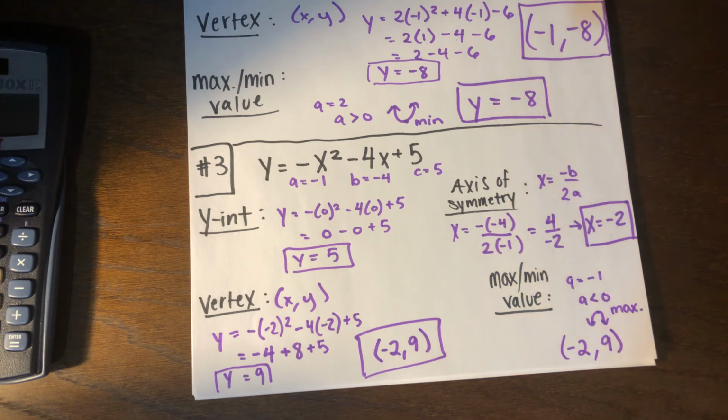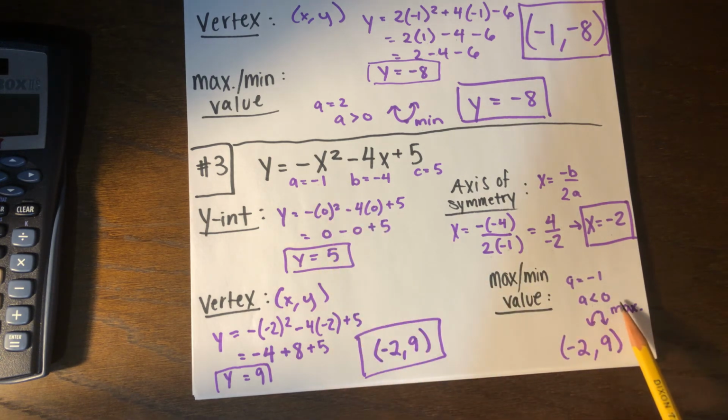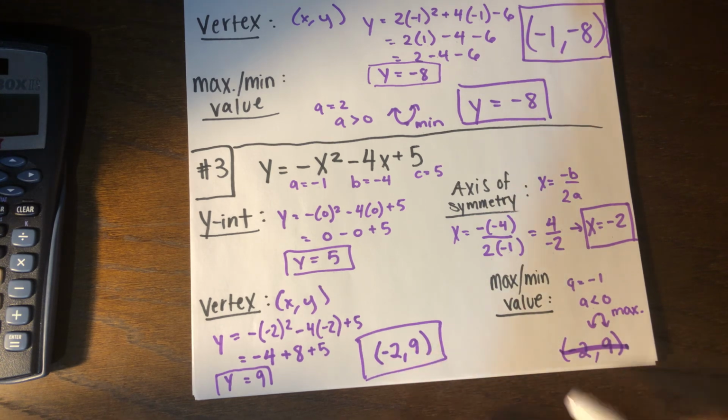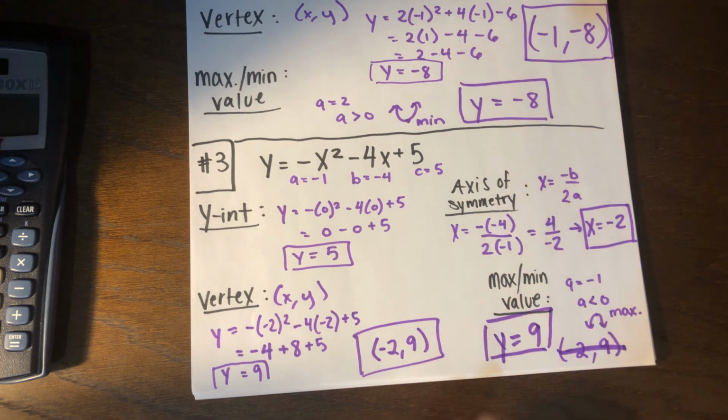Maximum or minimum value, tongue twister there. a is equal to negative 1, which is less than 0, which means that I have a parabola facing downward, opening downward. It's going to be a maximum, and I just take, wow, I wrote the vertex, that's wrong. Ignore that. So you're going to take your y value, which is 9. So y equals 9. Okay?